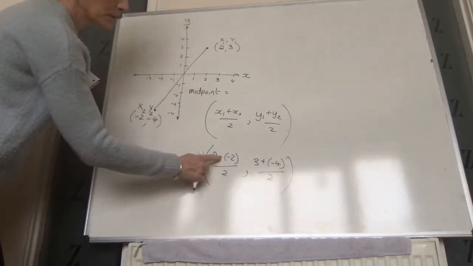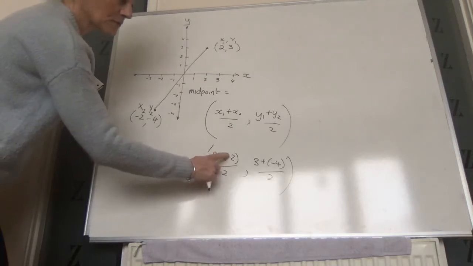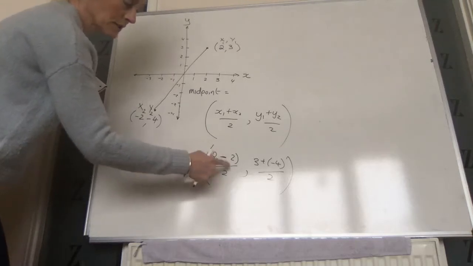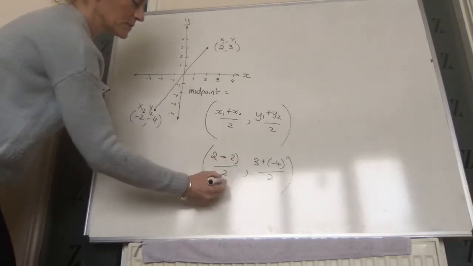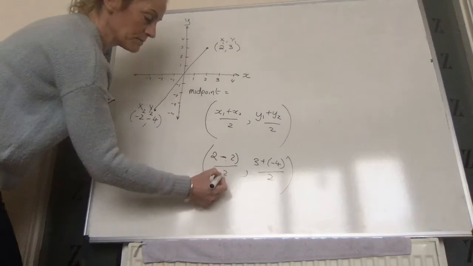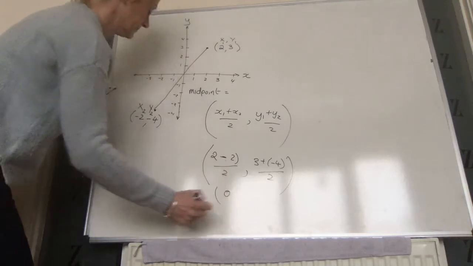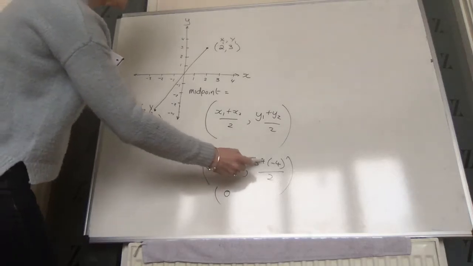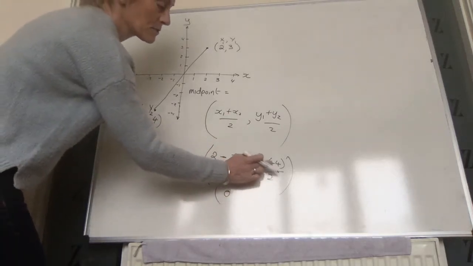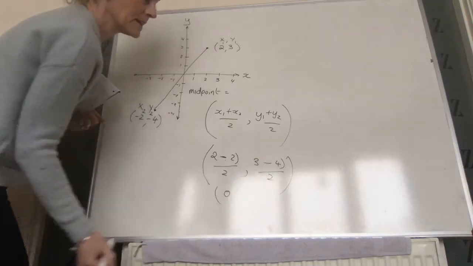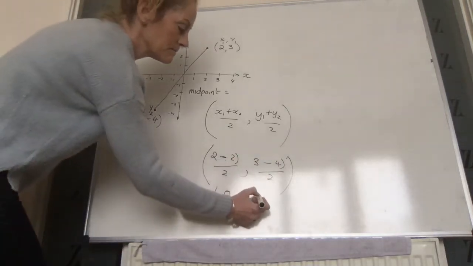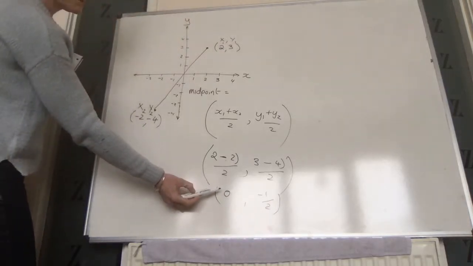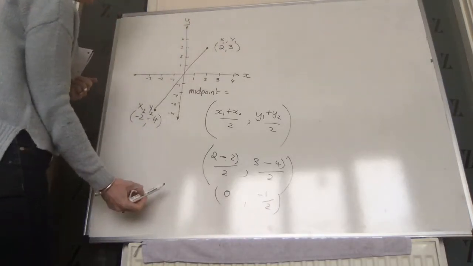Now, a 2 plus a -2, plus minus together just turns into a minus. But you can do it on the calculator. 2 take away 2 is 0, and 0 divided by 2 is just 0. And 3 plus -4 is the same as 3 minus 4, a plus minus running together is a minus. So 3 minus 4 is -1 over 2. So your midpoint should be the point 0, minus a half.